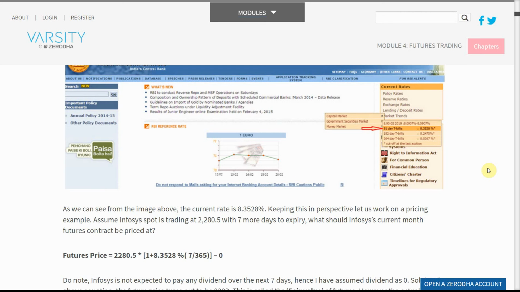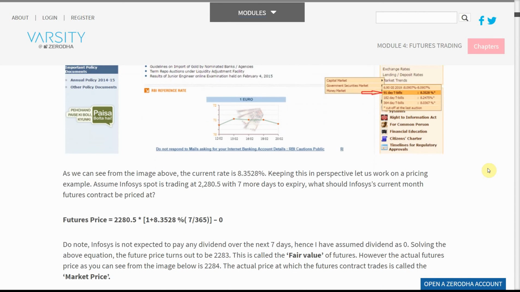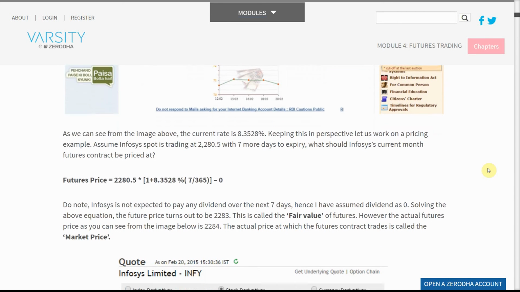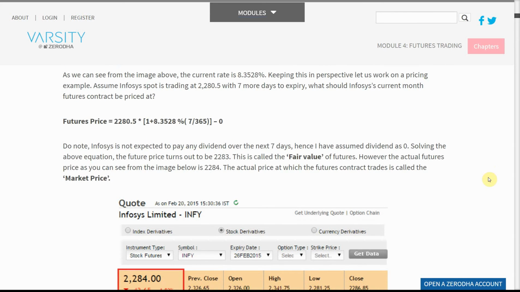Futures price equals 2,280.5 * (1 + 8.3528% * 7/365 - 0). Note: Infosys is not expected to pay any dividend over the next 7 days. Hence I have assumed dividend is 0. Solving the above equation, the futures price turns out to be 2,283. This is called the fair value of futures.